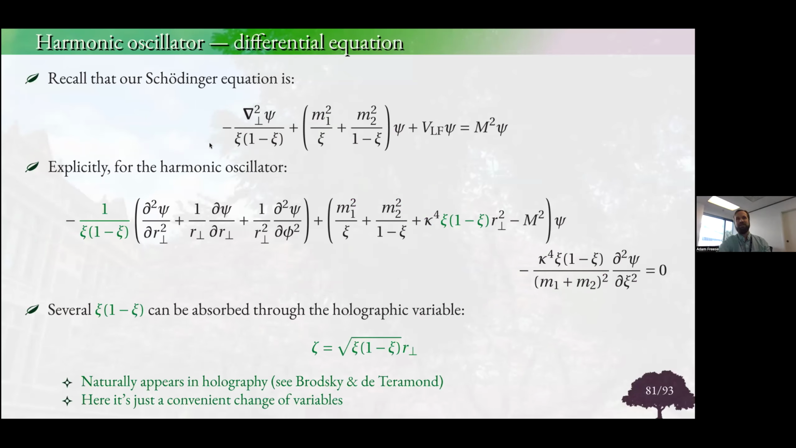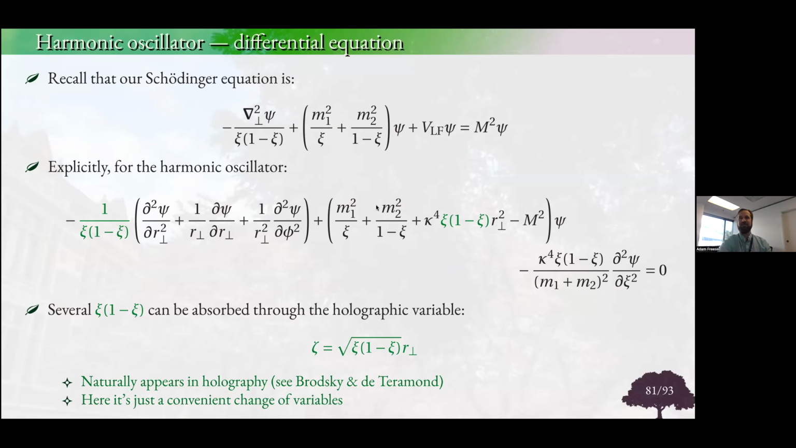If we recall that our light front Schrodinger equation is in this form, transverse Laplacian divided by xi times 1 minus xi here for kind of a kinetic energy term, transverse kinetic energy. We have some mass terms, light front potential, and this is all equal to what we typically call the Hamiltonian, because that's what we solve for as an eigenvalue problem. Then explicitly for the harmonic oscillator, we get this differential equation.